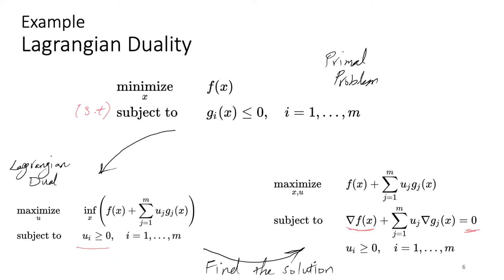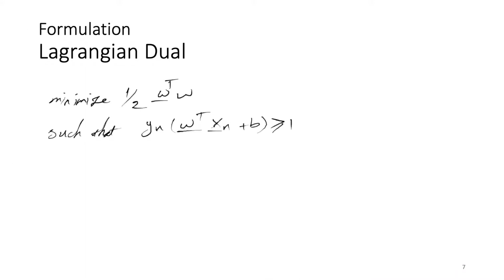Okay, so let's go back to the SVM and see how we're going to use the Lagrangian duality in SVMs. So that was our primal problem. We wanted to minimize 1/2 w transpose w, right? Such that y_n multiplied by (w transpose x_n plus b) was greater or equal to 1, right? So that was our primal problem.